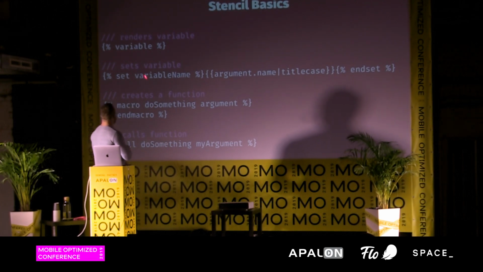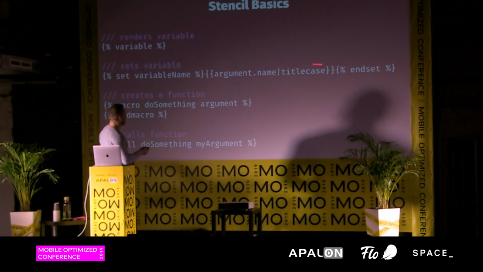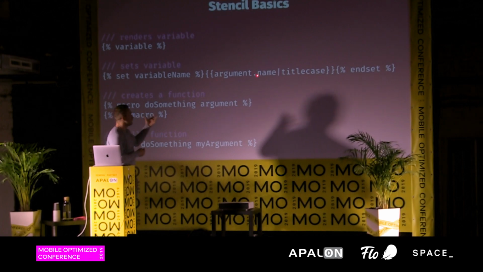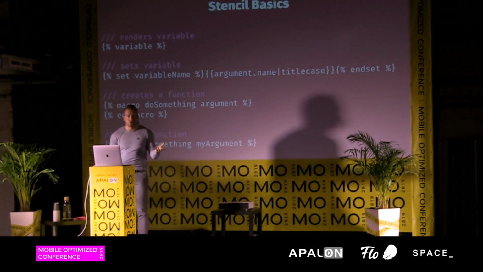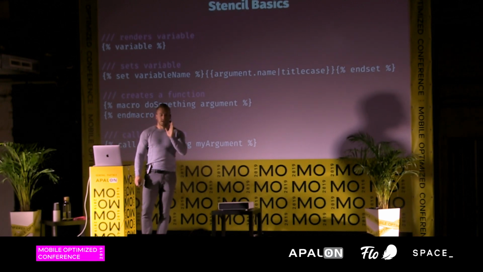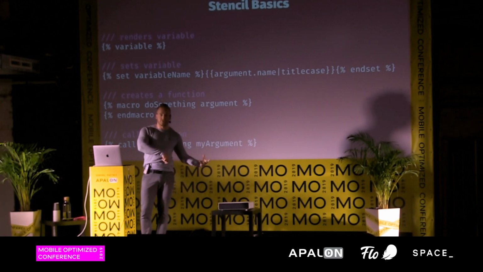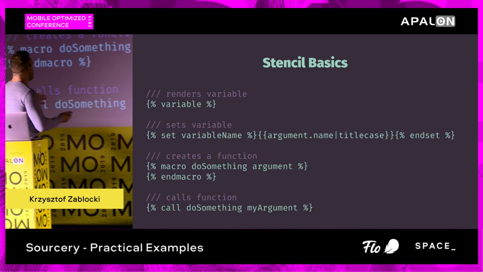For that, you just do set, and then you specify the variable name, and anything that goes between the set and end set tag will be a local variable for this name. So here I'm grabbing the argument, and I'm grabbing its name and then applying the title case filter. This pipe sign means that you're applying a filter. And similar to how you do it in console, filters can be combined together. You can have as many pipe operators as you want, and the next one always applies to the result of the previous one. So it allows you to pipe multiple changes.